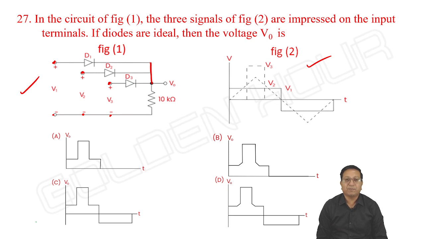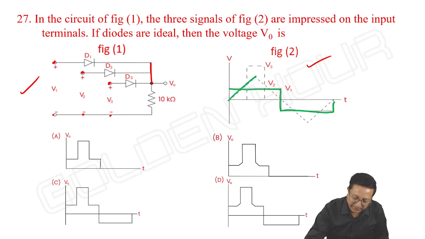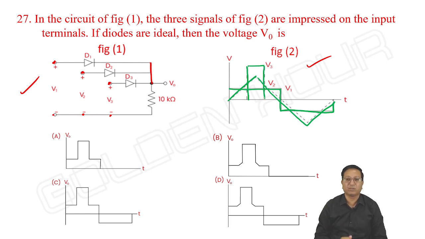Let me assume some time intervals. First of all, if you see the signals, V1 is like a square wave, V2 is like a triangular wave, and V3 is a single pulse. V1, V2, V3, that's what you need to observe.